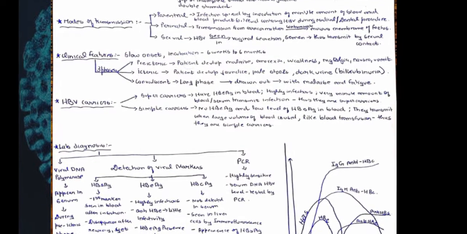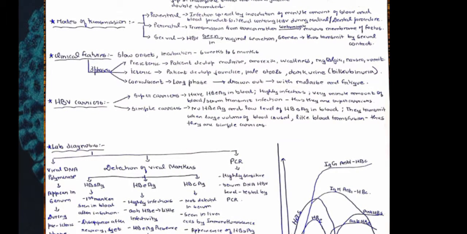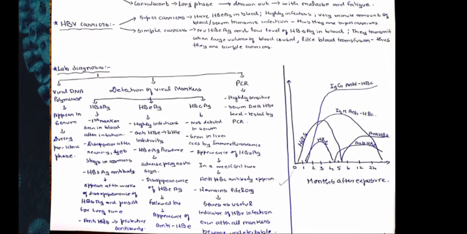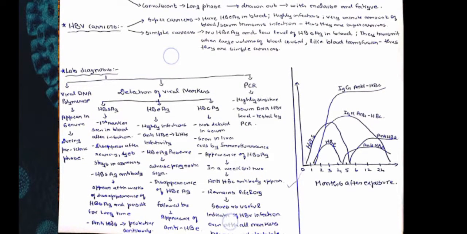There are some carriers of hepatitis B. These are known as super carriers and simple carriers. The super carriers have HBeAg in the blood and are highly infectious, and a very minute amount of blood or serum can transmit infection, and thus they are called super carriers. Coming on to the simple carriers, there is no HBeAg and a low amount of HBsAg in the blood, and they transmit when a large volume of blood is involved, like blood transfusion and others, and thus these are known as simple carriers.